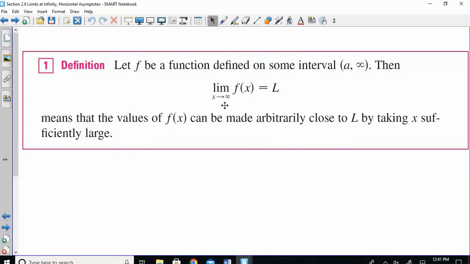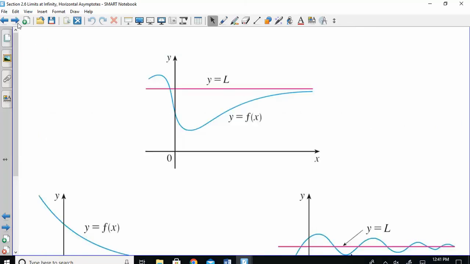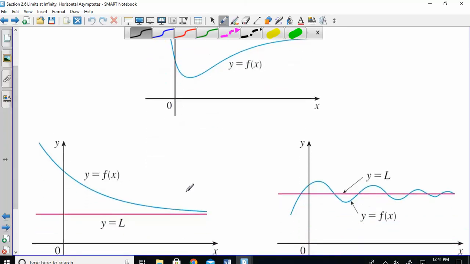We have only looked at cases so far where x approached a certain number, but it could go to positive or negative infinity. If we look at some examples here, this kind of shows us, when I look at this graph, as x goes to infinity, the y value is just getting closer to this number L. Same thing here, and even here we have a wave, but as time goes on it's flattening, so it's still just approaching L. What are these pink lines called?